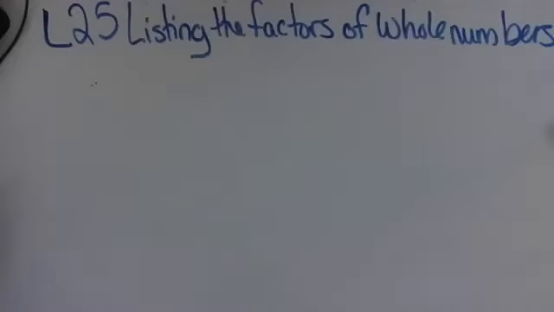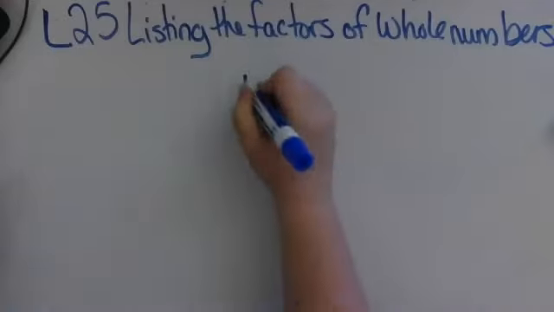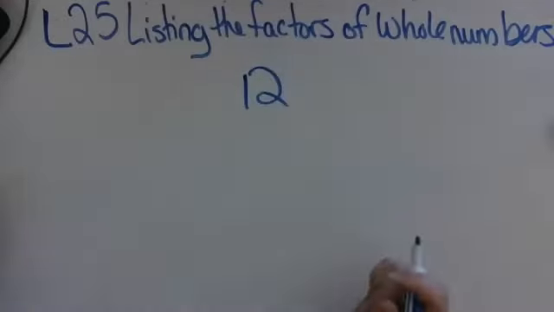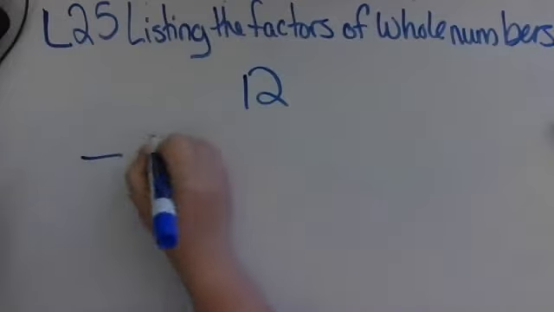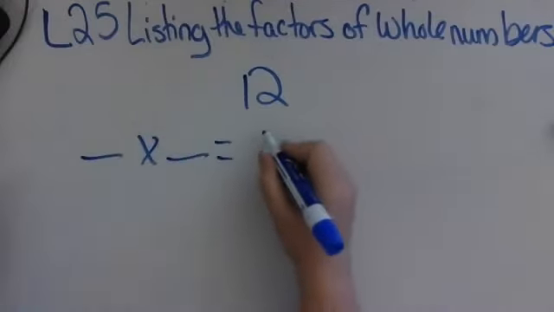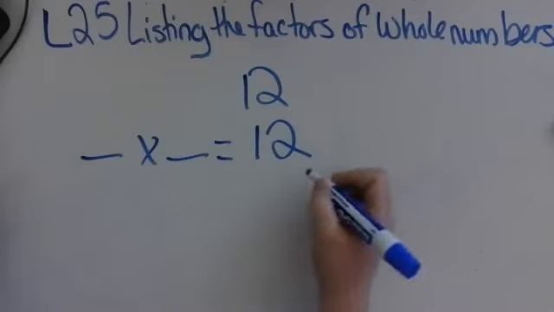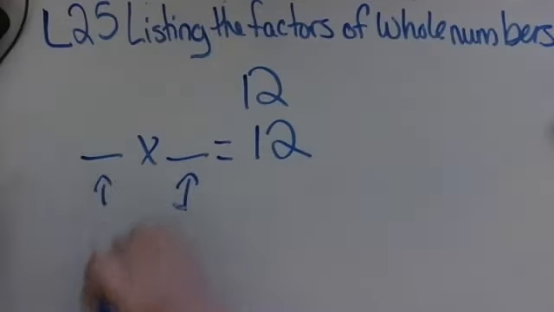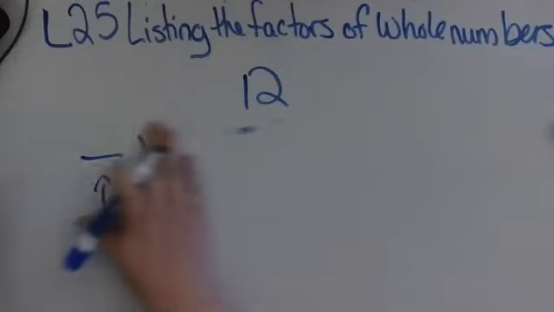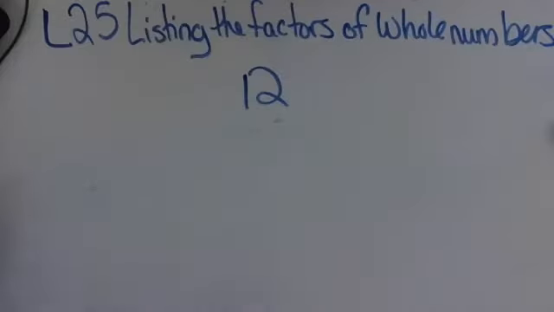This is lesson 25, listing the factors of whole numbers. So what factors are is, let's say I have 12 and I want to list the factors of it. Factors are numbers you times together to get the product. Okay, so these are your factors. Okay, product, factors. So when I am listing factors, I am listing numbers that times together to make our product.